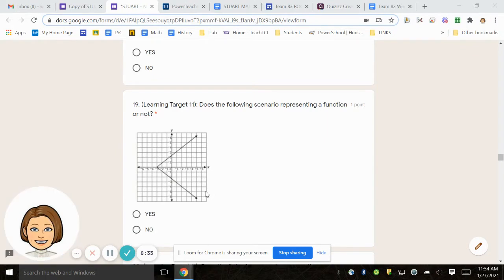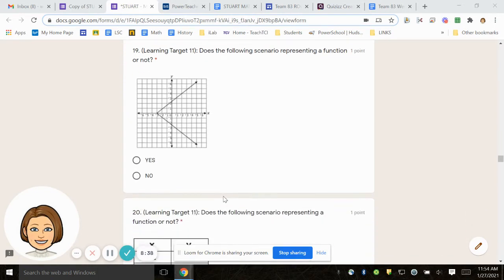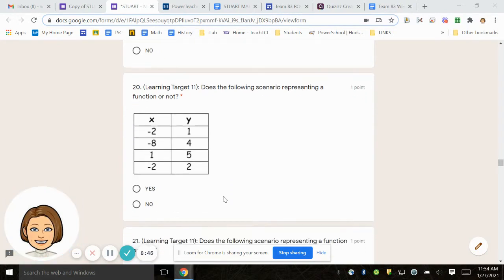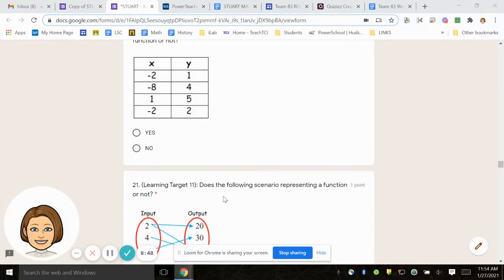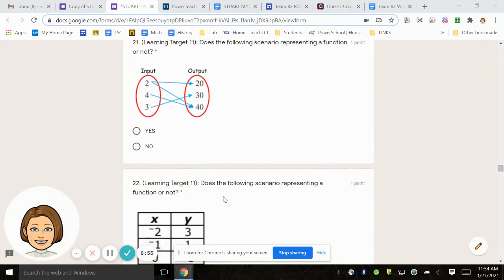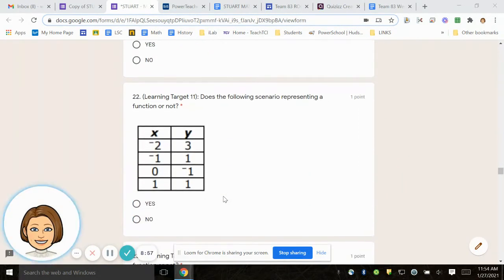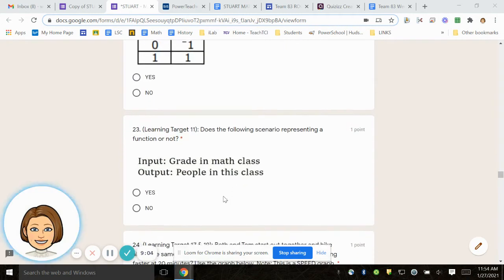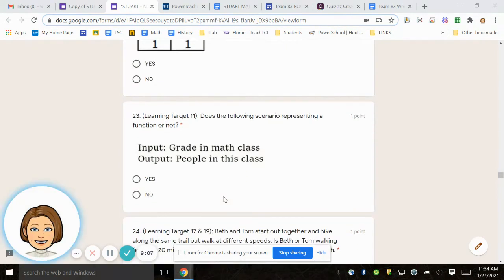Number 19, is this a function or not a function? Number 20, is this a function or not a function? 21, is this a function or not a function? Number 22, is this a function or not a function? And number 23, is this a function or not a function?